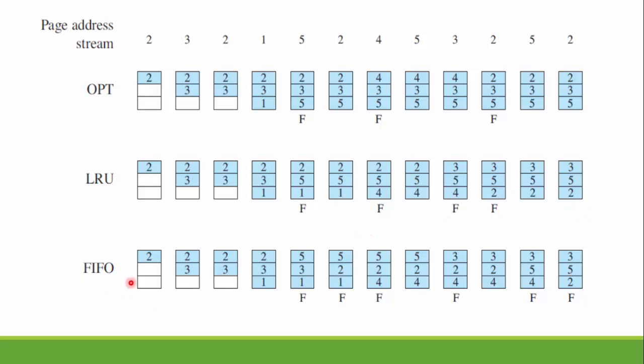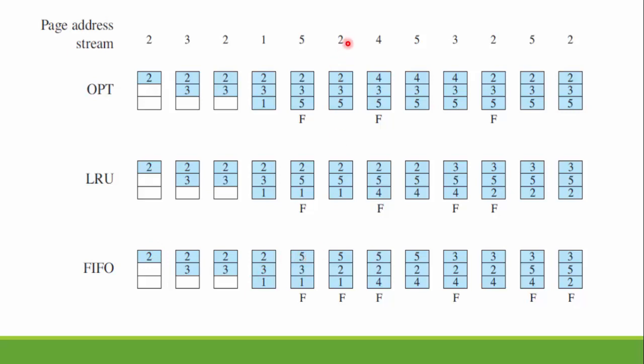So first in, first out means the one which was first will be replaced first. Okay, so we load 2, we load 3, 2 is already there, 1. Now when 5 comes, we need to replace something. So we don't need to look at what happened in the past, and we are not concerned with the future. We just look at which was fetched first. So 2 was the first one to be fetched, so we replace 2. Now 5 is here.